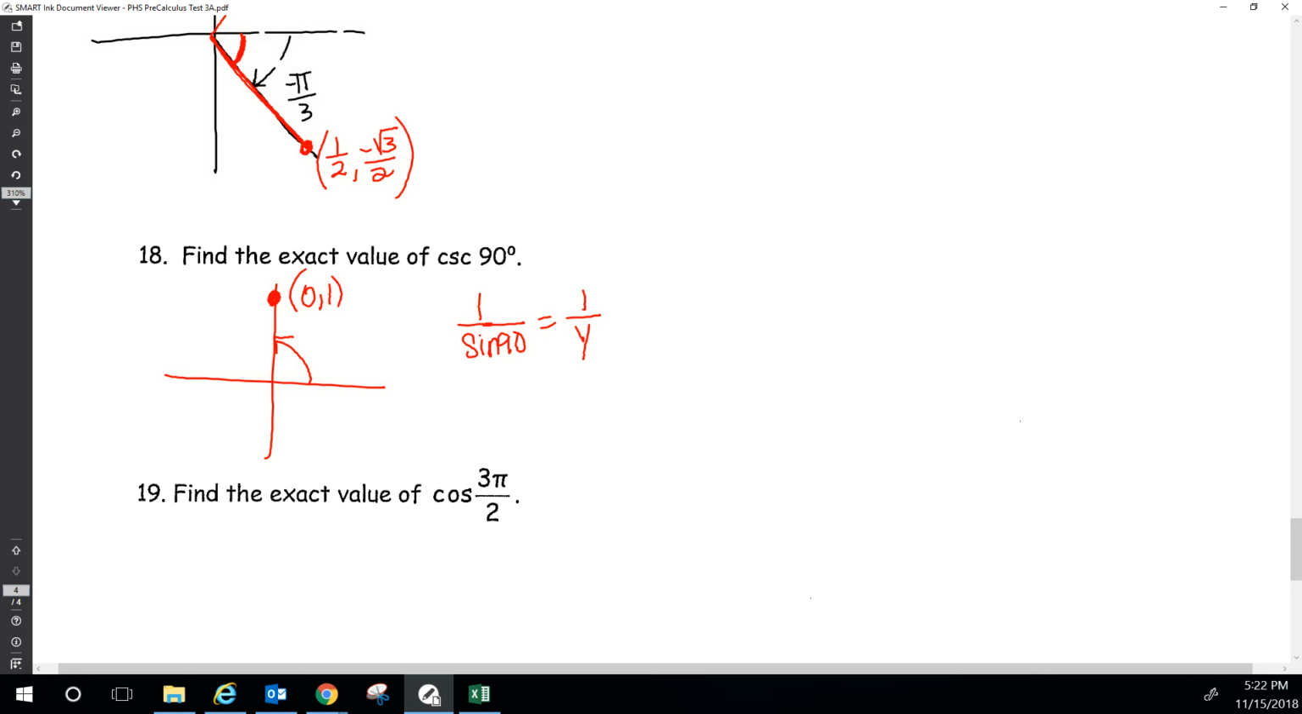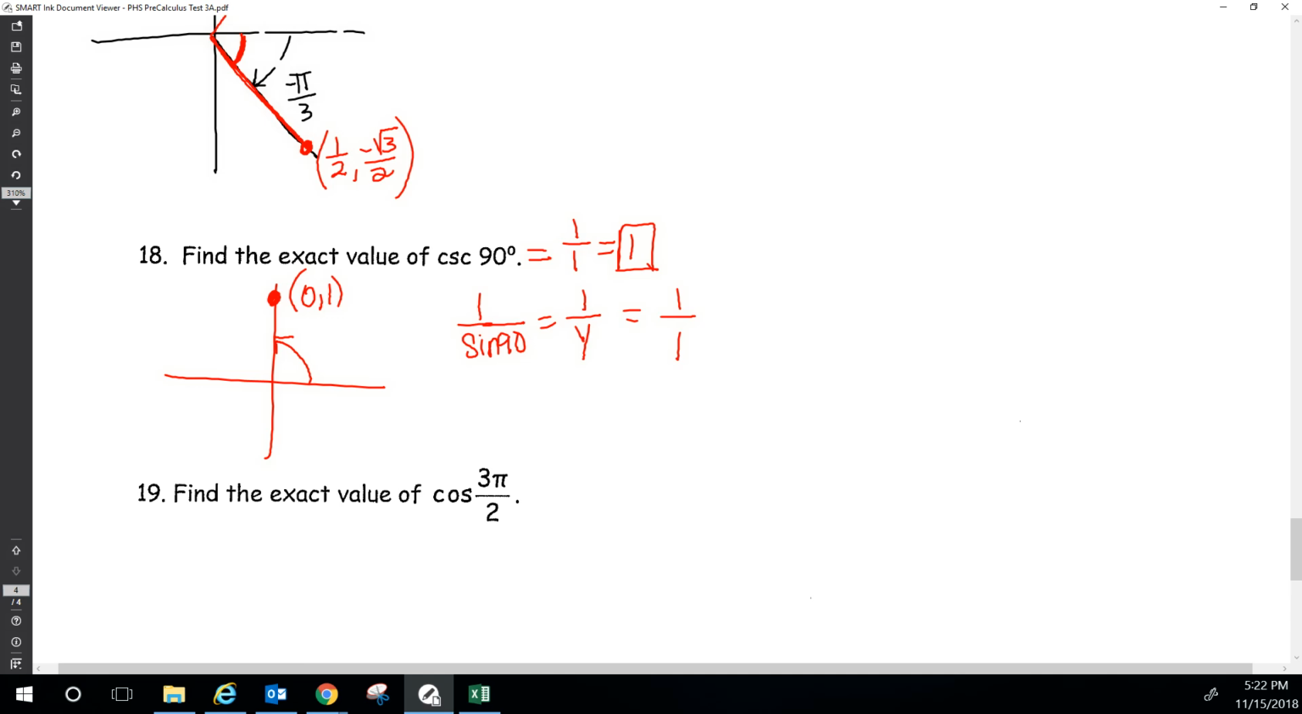Cosine of that angle is the x coordinate. So my y coordinate at this angle is 1. So this would be 1 over 1. Sorry, not 1 over y, 1 over 1. So cosecant 90 degrees is 1 over 1, which is 1.